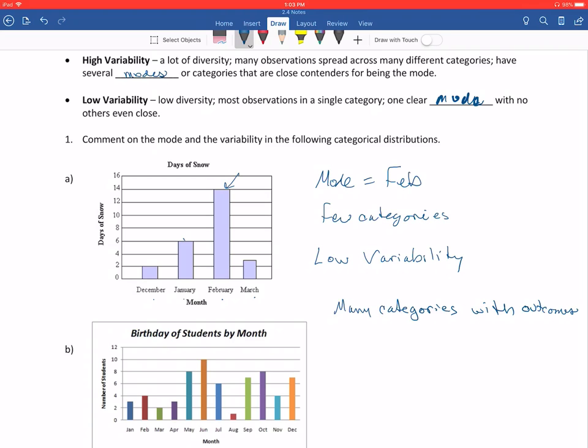And what I'm seeing here is that I do have one mode that is higher than the rest, and that would be June, but it's not quite as far ahead as in the one above. It's not quite as easy of a win because we have ones that are very close. May has 8, October has 8, December has 7. So even though I do have one mode, I have other contenders for the mode. So if I think of those together, this is more of a high variability situation.